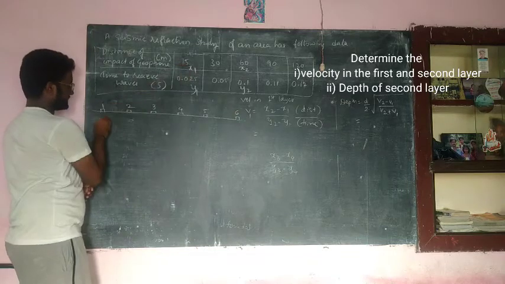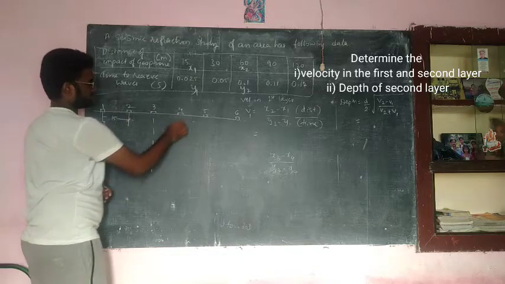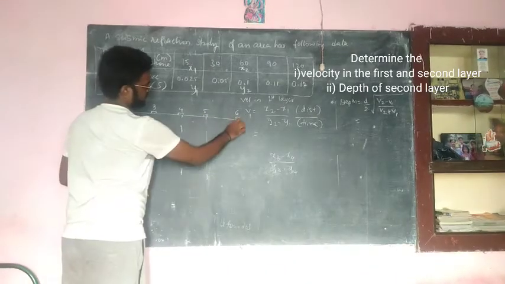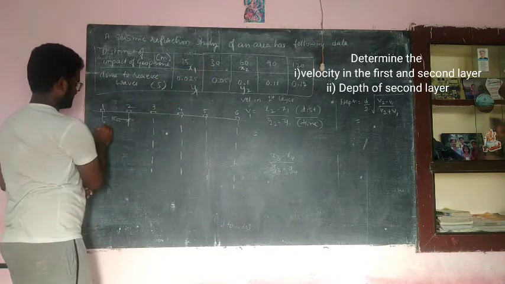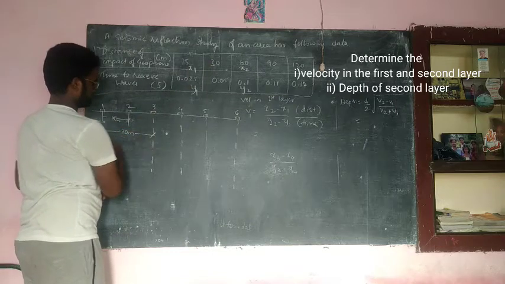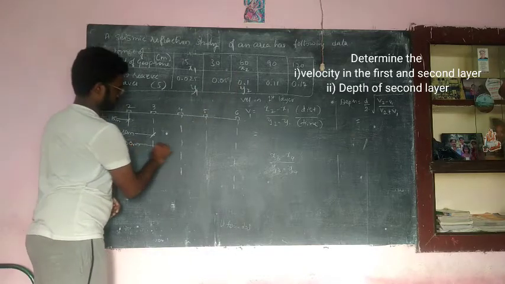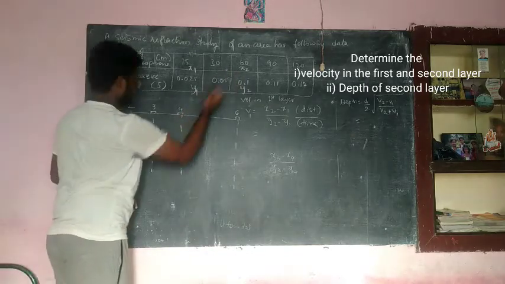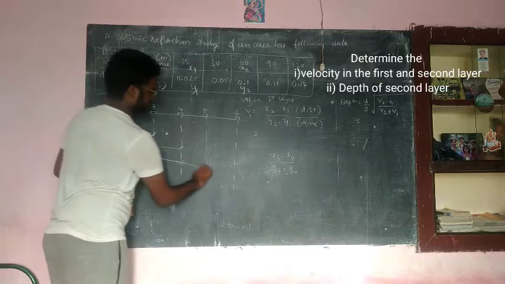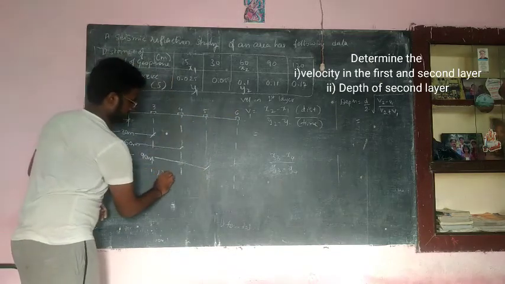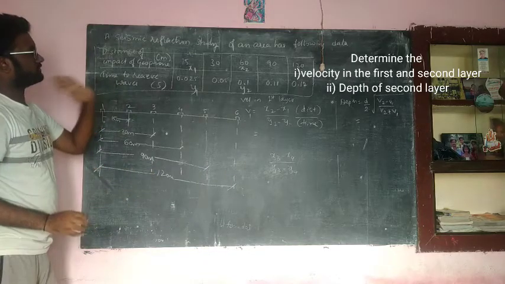So this is the first, second, third, 4, 5 and 6 geophones. The distance from the first and second is how much? 15. Okay. Let us draw it in the vertical downward direction. So this is 15 meter and this is 30 meter, and this is how much? 60 meter, and next is 90 meter, and the last one is how much? 120 meter. So this is how the geophones are located.